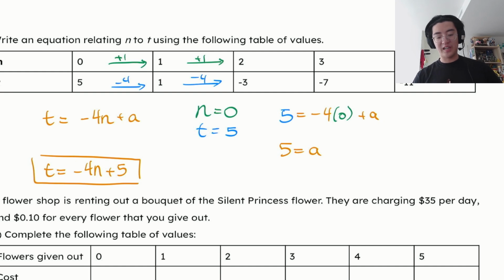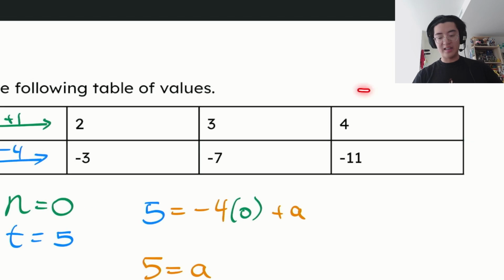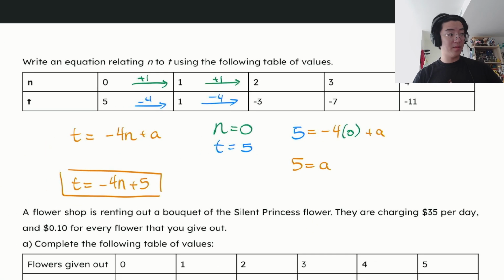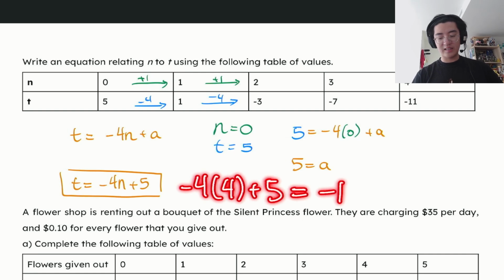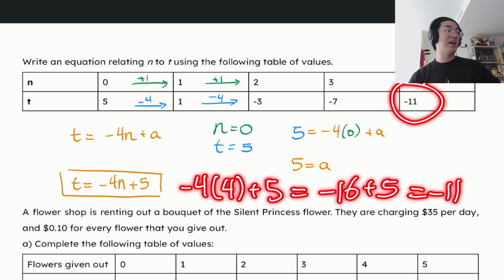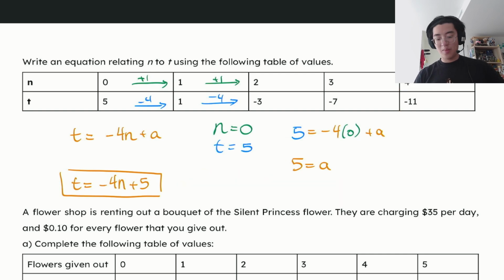And just for fun, we can double check this. If n is 4, we can plug that in. So -4 times 4 plus 5. That's -16 plus 5, which is -11, which is what we have here on this chart. So sometimes we're given all the information, but we have to work backwards to figure out what the equation is.